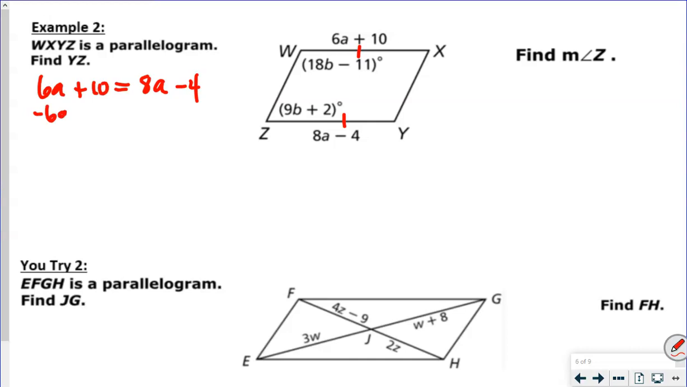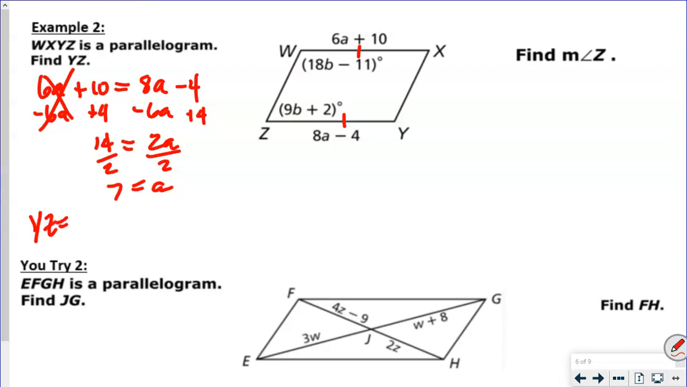Subtract 6A from both sides. That gives us 2A here. That's now gone. Add 4 to both sides. So that's going to be equal to 14. Divide both sides by 2, and A is equal to 7. So now to find YZ, we are going to have to put that 7 in there. So we're going to go 8 times 7 minus 4. So 8 times 7 is 56. 56 minus 4 is 52. So that was our answer for YZ.